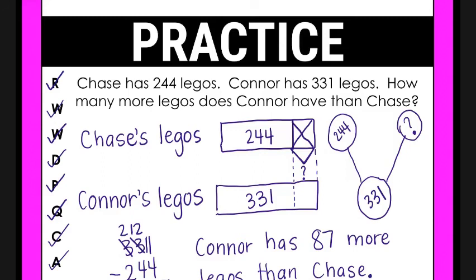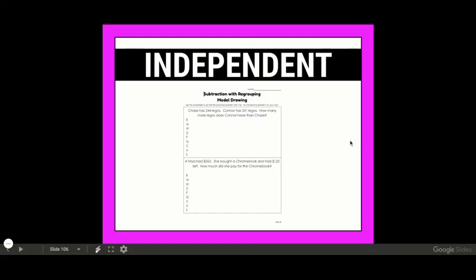Awesome job doing this problem with me. Now it's going to be your turn to do one on your own. For your independent practice today, you are going to solve this second problem all on your own. Remember this first one we just did together. So now you just need to do this second one, and then you are going to turn this in to Edgenuity. Don't forget to use all of the steps of model drawing. I have them down here on the side so you can check them off as you go.